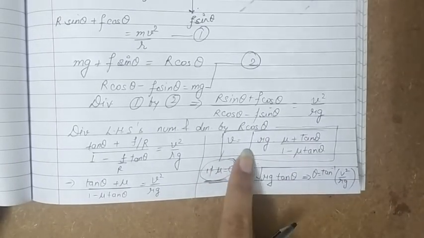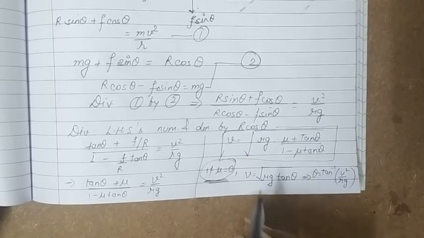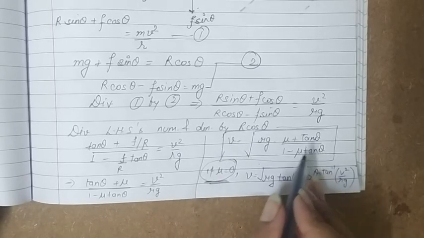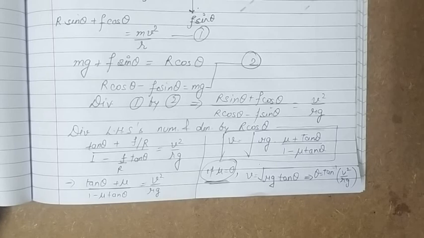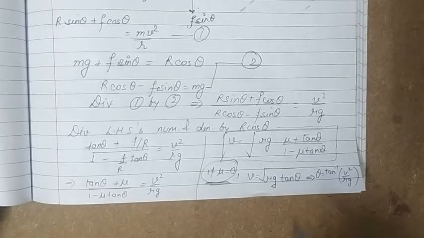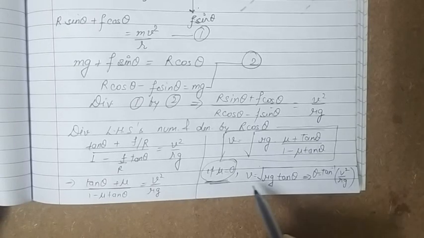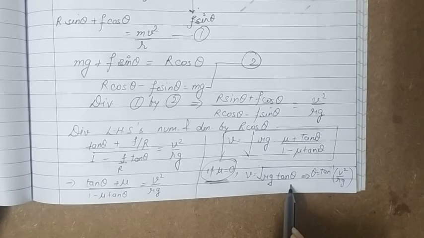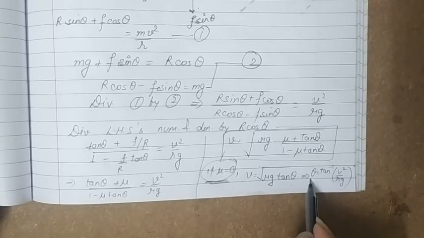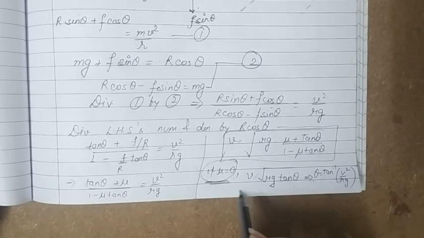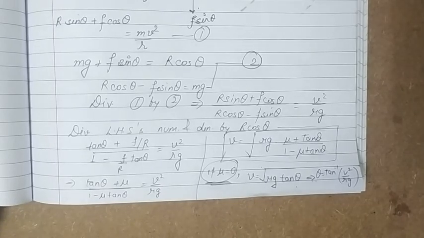So this is the safest limit for that car to move on the banked curved road, which is inclined or banked at an angle theta. Now if there is no friction, this value will be v is equal to under root rg tan theta, or we can say the angle of banking is tan inverse v square upon rg. So that is the whole case when a car is moving on a banked road.